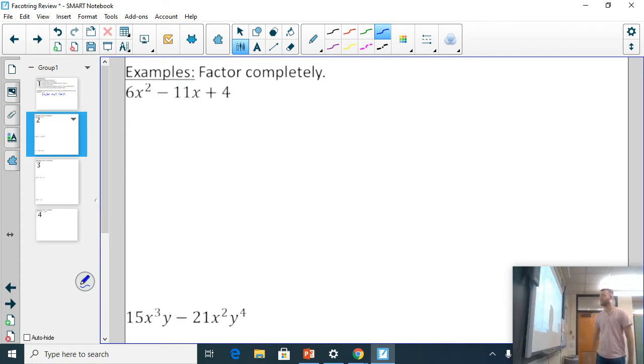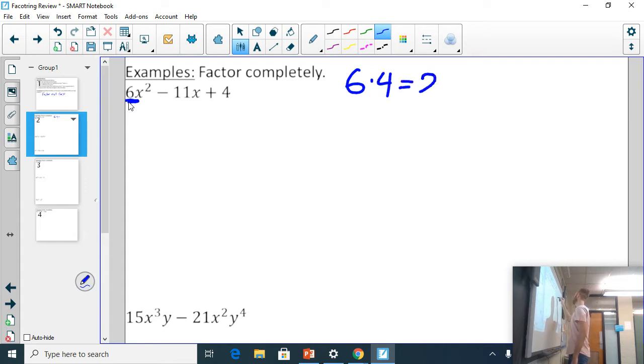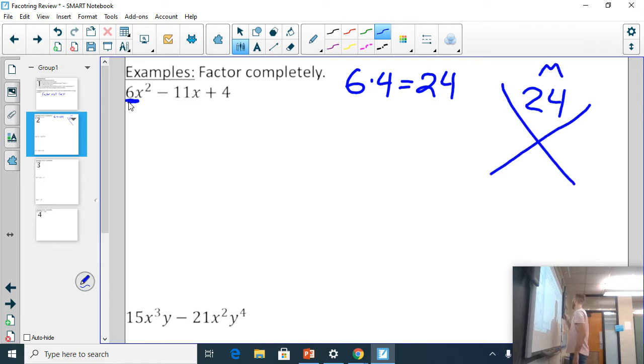So factor completely 6x squared minus 11x plus 4. First thing I'm doing is I'm asking, do I see a greatest common factor of those three terms? And I do not. So if we remember, when we have something in front of this x squared that's not a 1, we have to multiply the first and the last number. So 6 times 4 is going to be 24. And then if you remember our steps, we need to find numbers that multiply to 24, and we need them to add to this middle number, which is negative 11.